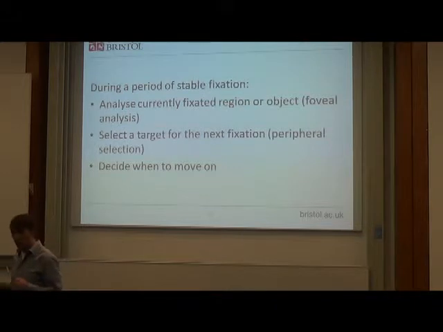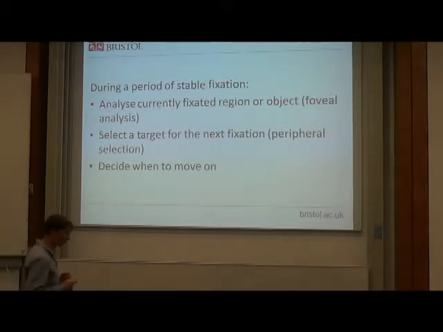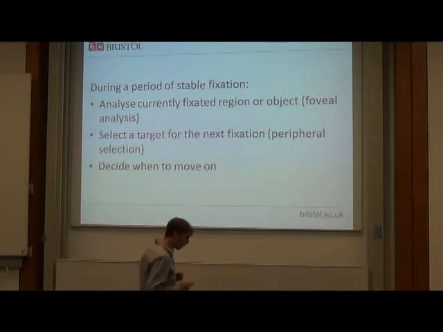Okay, so we know that we pick up visual information during periods of steady fixation. What we have to do during a fixation is, of course, analyze what we're currently looking at. Okay, I will refer to that as foveal analysis. We also have to select where we're going to look next. Okay, I will refer to that as target selection or peripheral selection. And we have to decide when we're going to move on. So we have to do those three things.